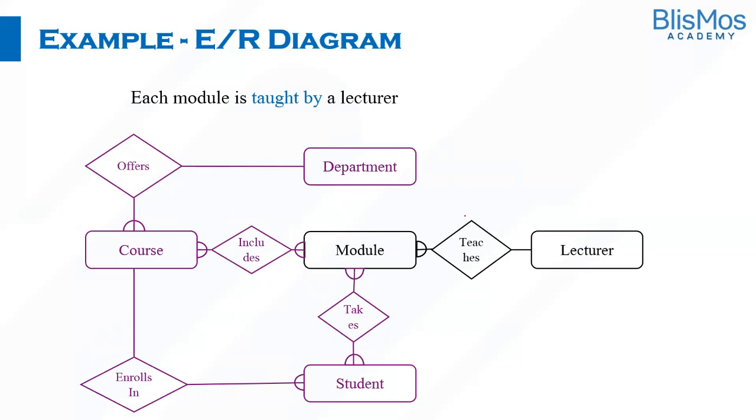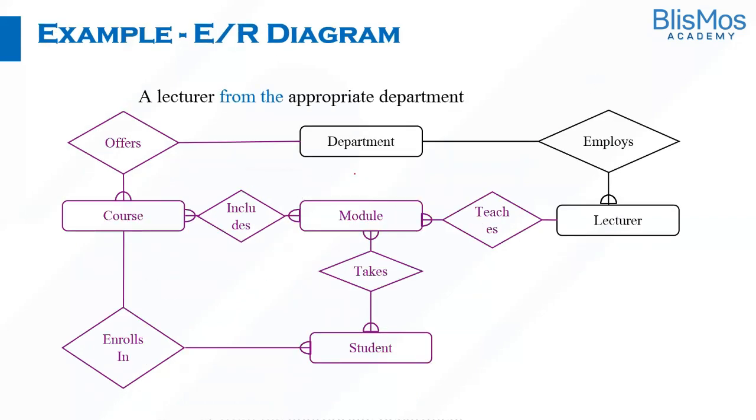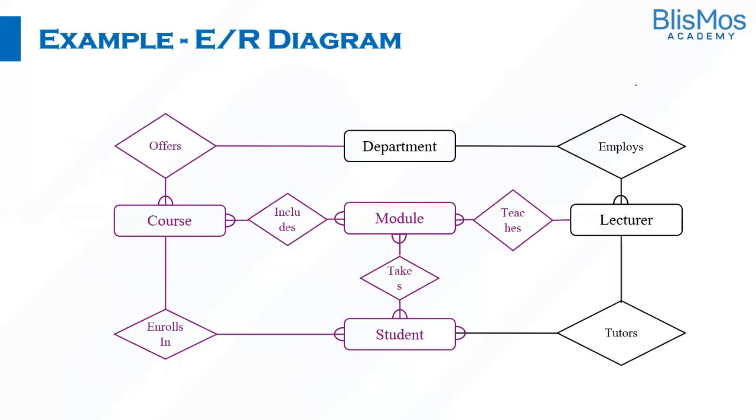And we have a module taught by a lecturer. Lecturer teaches a module. Then we have a lecturer from the appropriate department. So lecturer is employed by a particular department, right? So this is how we identify the relationship between the different entities. That way, more or less, according to our requirements, this ER diagram is done. Is it done? Not yet.